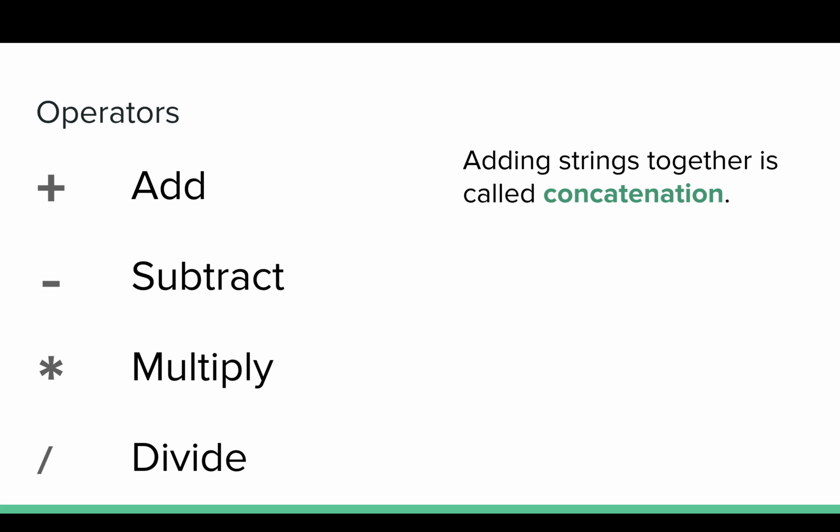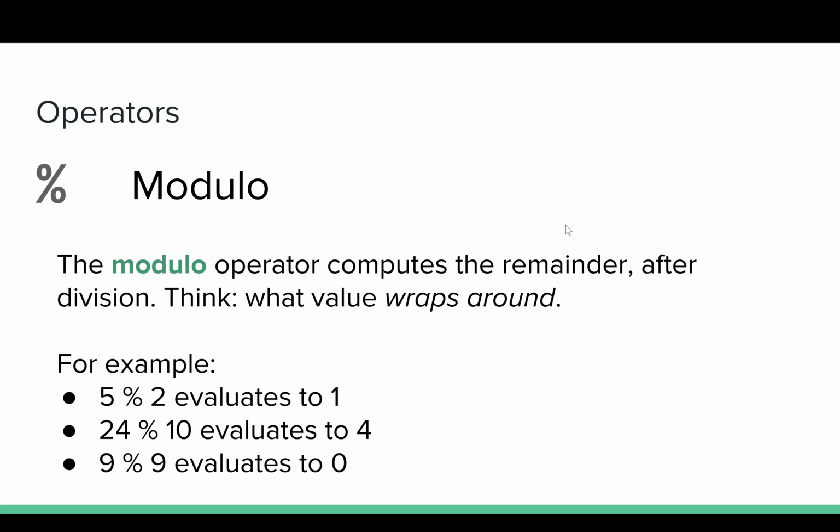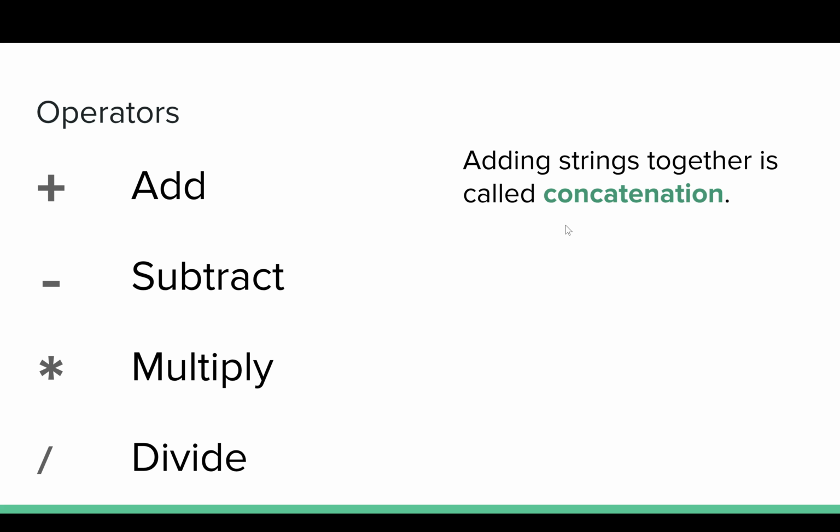Here we have our four simple arithmetic operators: addition, subtraction, multiplication, and division. We can also add strings, and it's actually called concatenation. So let's do some examples and practice it.